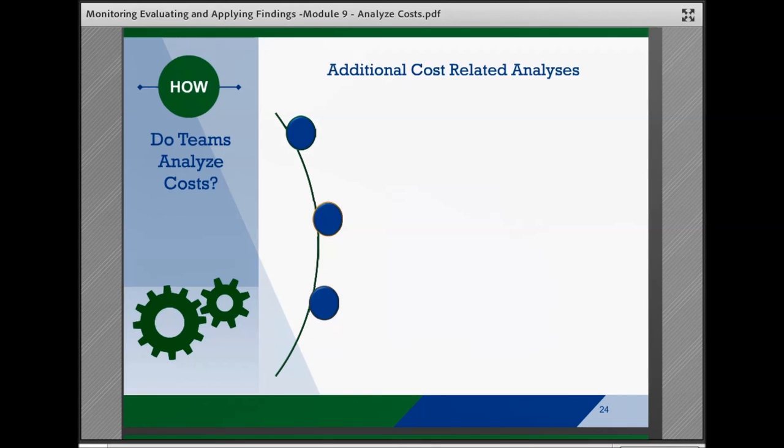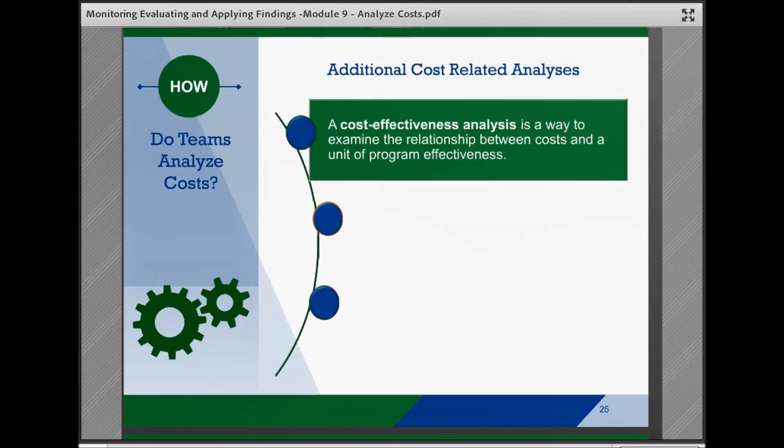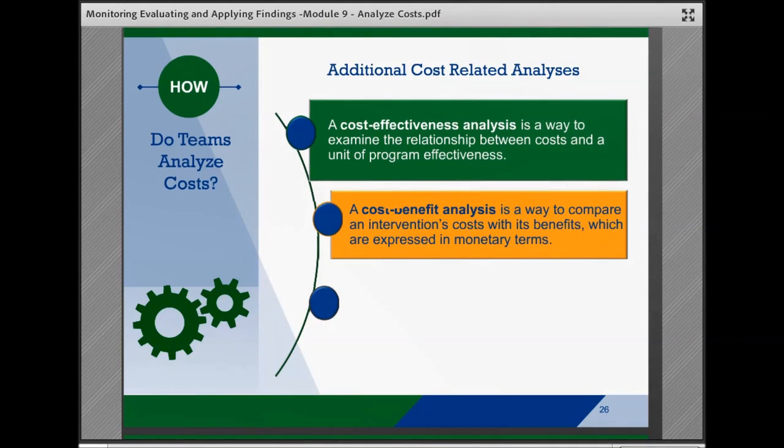There are also additional analyses that teams can conduct with cost data that combine cost analyses with program outcome studies. For example, a cost effectiveness analysis, which examines the relationship between costs and a unit of program effectiveness. For example, the cost per case of child maltreatment prevented. Cost-benefit analyses. This compares an intervention's costs with its benefits, which are expressed in monetary terms. For example, comparing the costs of a home visiting program with the benefits or the costs avoided through prevention of out-of-home care and trauma-related health care.